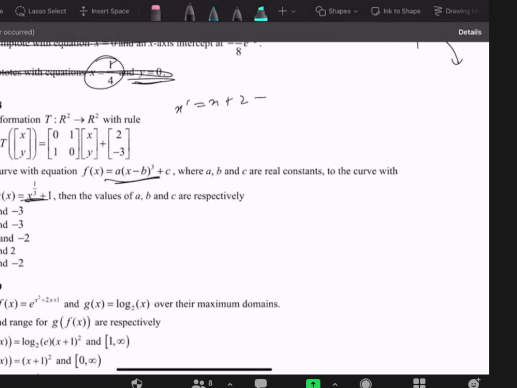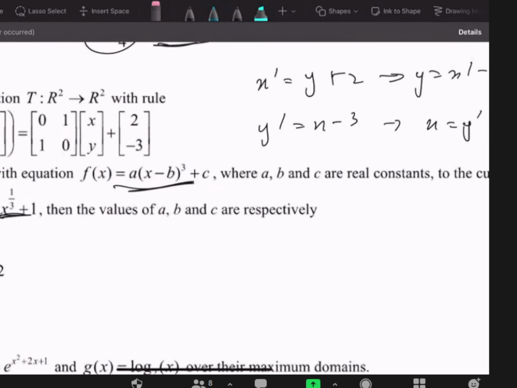So x dash is x plus 2, x is x dash minus 2, so y dash is y minus 3, so y is, oh, sorry. That's actually the trick of the question, it's not 1, 0, 0, 1, it's the other way. So it's actually a reflection in the x-axis, because if you multiply out the matrix, you actually get x dash is y plus 2. So y is x dash minus 2, and y dash is x minus 3. So x is y dash plus 3. So just don't do what I just did. Make sure you check the matrix properly, because it's not 1, 0, 0, 1. It's 0, 1, 1, 0.